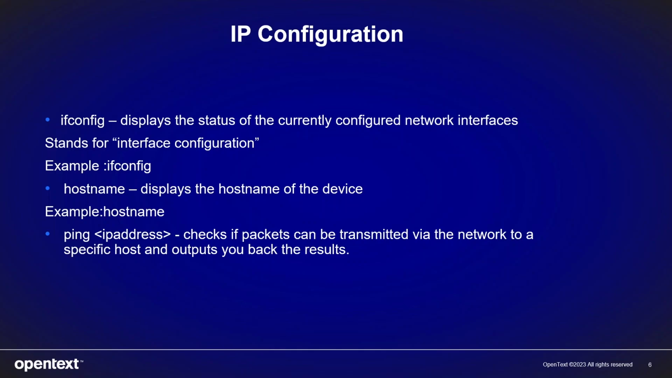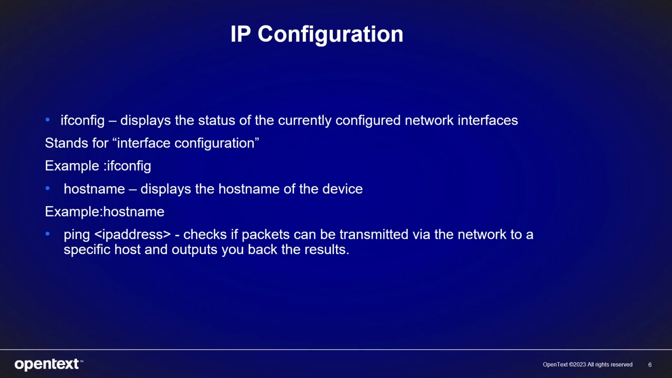For IP configuration, we use the ifconfig command, which displays the status of the currently configured network interfaces. It stands for interface configuration. It will display the IP address, the MAC address, etc. If you want to see the host name of the machine, just type in hostname and it'll output it on the terminal right away.